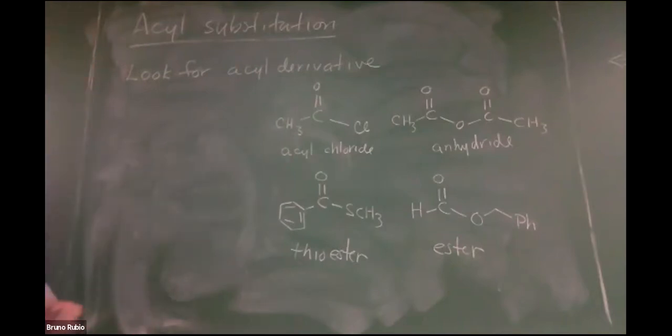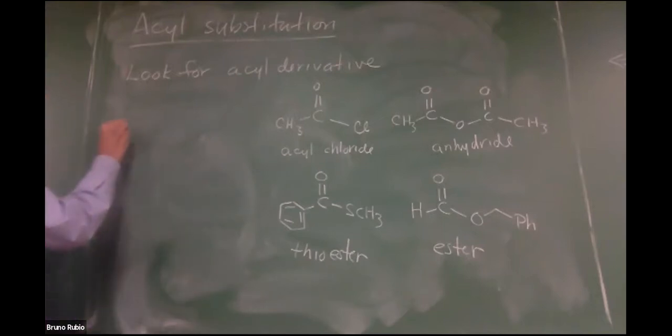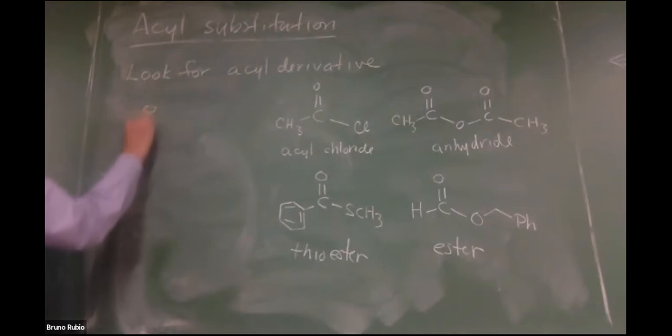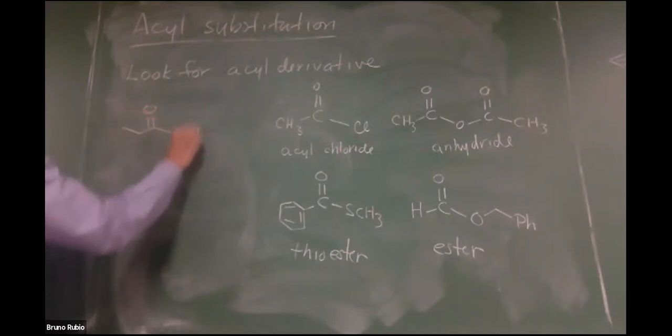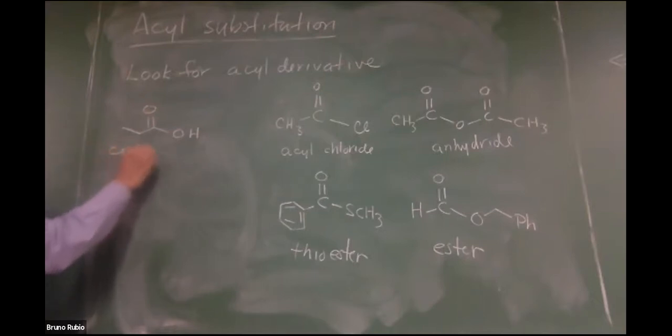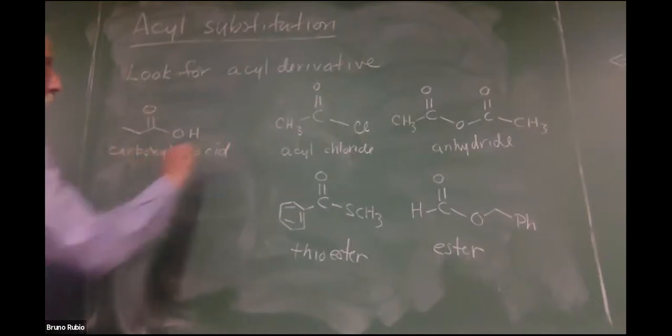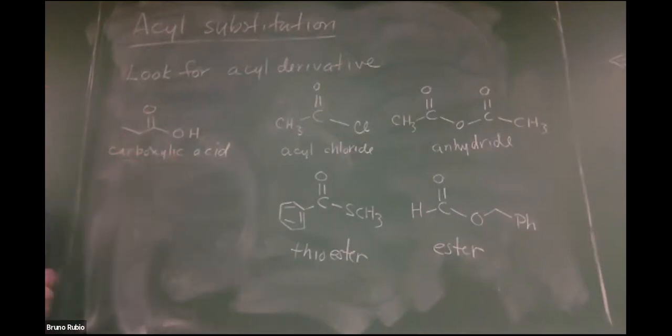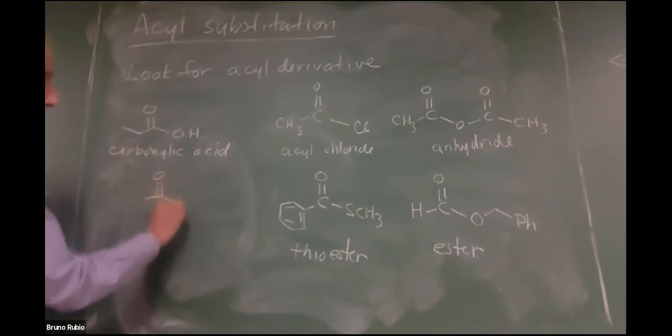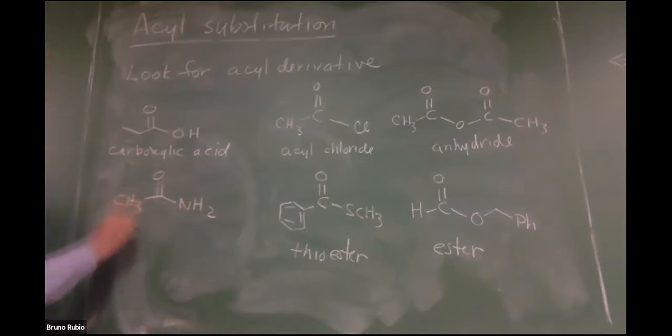More specific examples of acyl derivatives. I could also have a carboxylic acid, where I'm going to have, say, an OH, a carbonyl carbon that's bonded to something that's not carbon and not hydrogen. That's another acyl derivative. How about switching over to a nitrogen? I could have an amide, something like this, right? That's an amide. That's another acyl derivative. It's a carbonyl carbon bonded to something that's not carbon, not hydrogen.